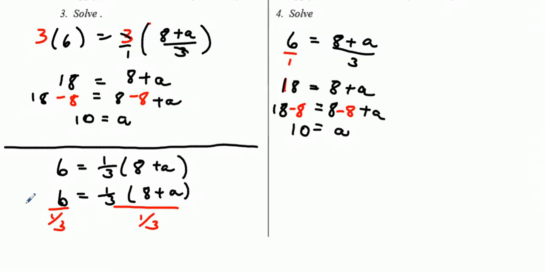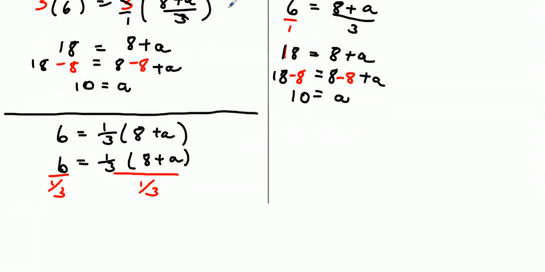That in effect gets rid of my 1/3, and I would be left with 8 plus a on this side because those cancel. And 6 divided by 1/3 is the same as 18. And look at that, I get the same thing again. And then we do our minus 8 and minus 8 here. I'm just going to do it really super quick. I'm cheating. I'm putting it here. And it's going to be 8. A equals 10, but we already knew that. So 3 different ways to isolate your variable. And I don't care which method you use as long as your math is sound.